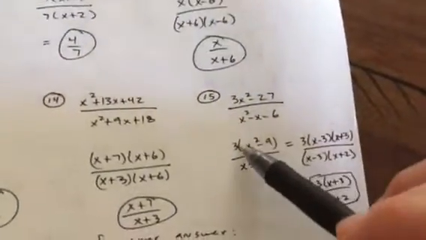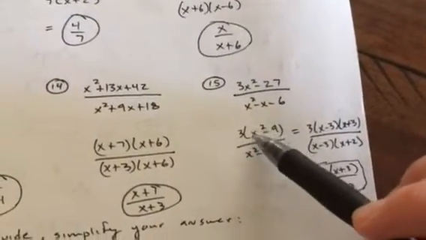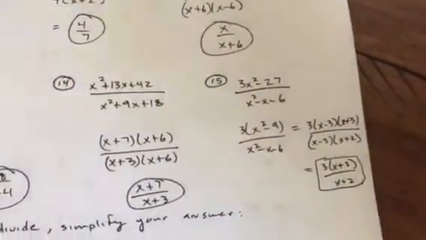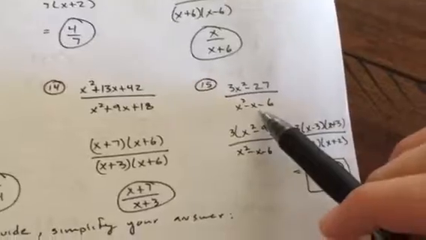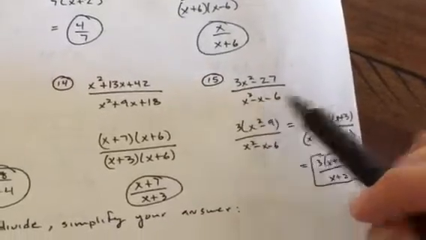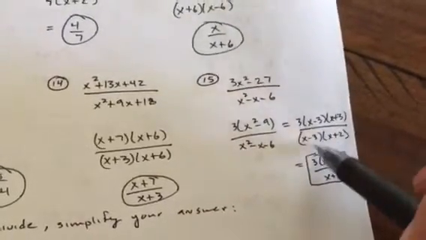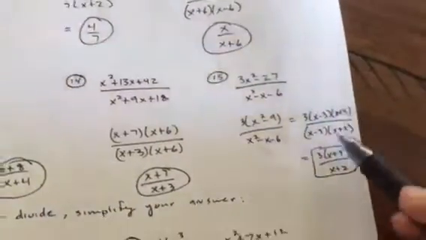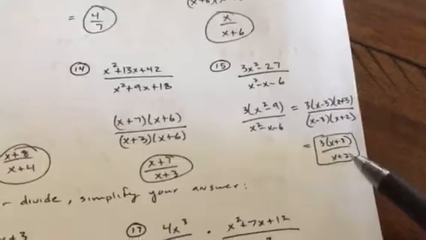On 15, you got to factor out the 3 first, then you're left with x squared minus 9, and then that will factor to be x minus 3, x plus 3. What multiplies to 6 because it's negative, differs by 1? That'd be 3 and 2. The middle term's negative, so the bigger factor, 3, is negative. All right, the x minus 3's cancel. You're left with 3 times x plus 3 over x plus 2.